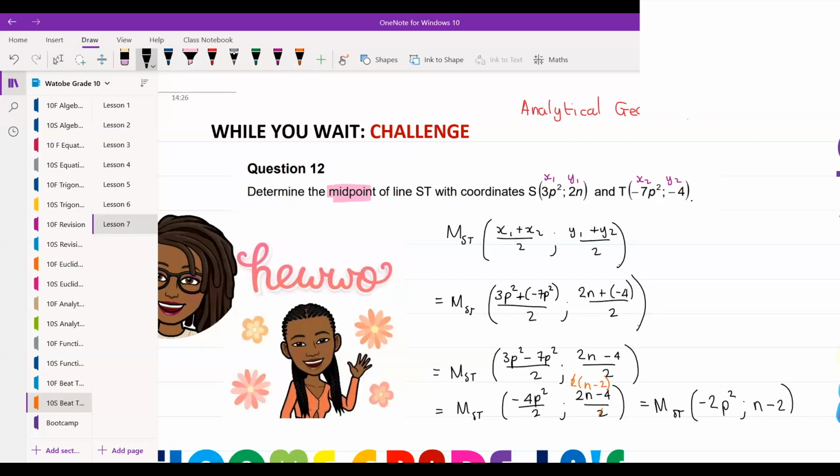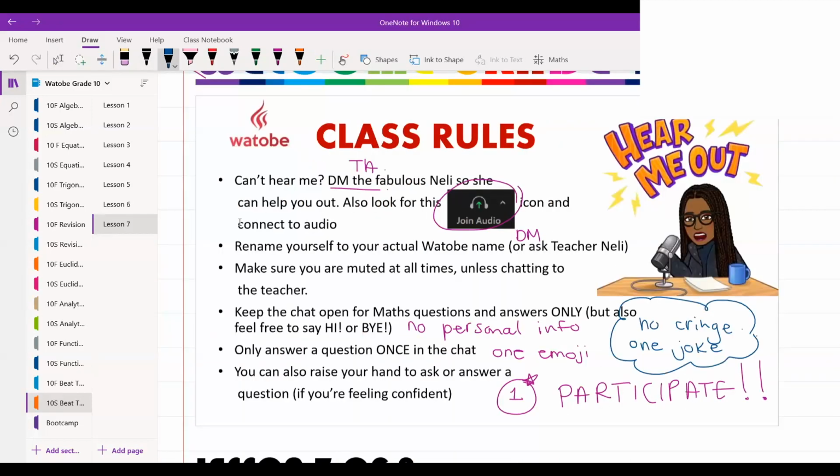Give me a thumbs up if you got somewhere near this. Anybody got anywhere near the answer that I have on the screen? Anybody? Nobody at all? Oh, guys. Okay, we've got to remember. Okay, there we go. I've got 2 thumbs up, and that gives me hope. I need to add those 2.